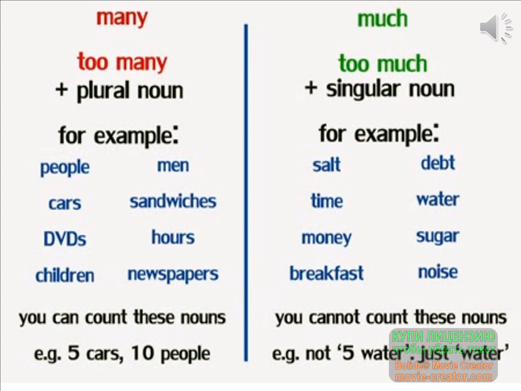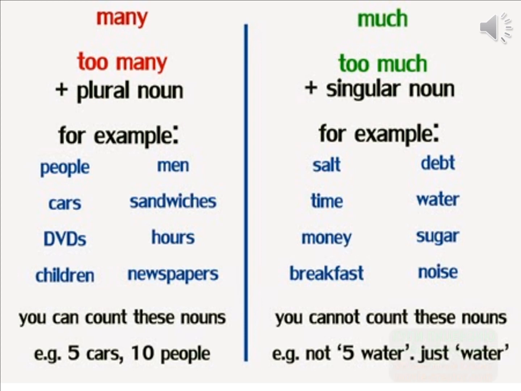For degree, we use too plus adjective. For amount or number, the order is too plus many or much plus noun. For example, it's too hot in here. James ate too much pizza. Too many people came to the theater.